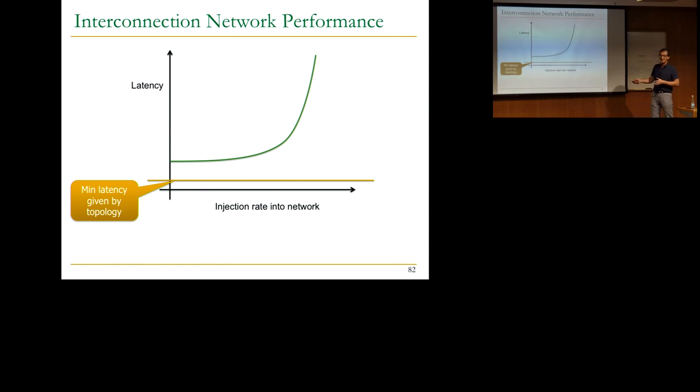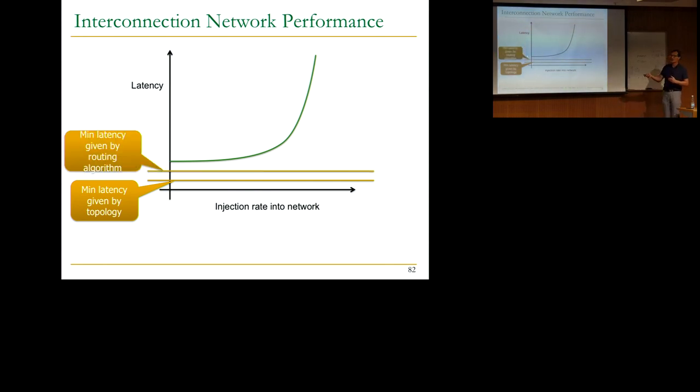OK, so basically, how is this determined? So there is a minimum latency that's determined by the topology over here. You cannot cross that. That's why your topology is important. So if you want to minimize your latency, you start with a good topology. There is a minimum latency given by your routing algorithm. You cannot cross that because routing algorithm needs to make decisions, and it basically has a minimum latency. You cannot cross that also. So that's why it's important to design a good routing algorithm.